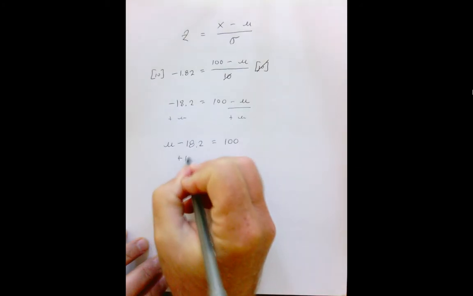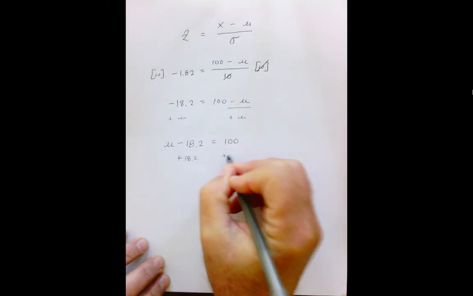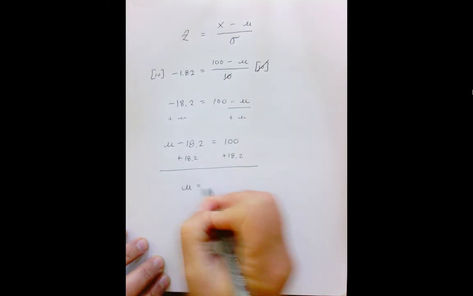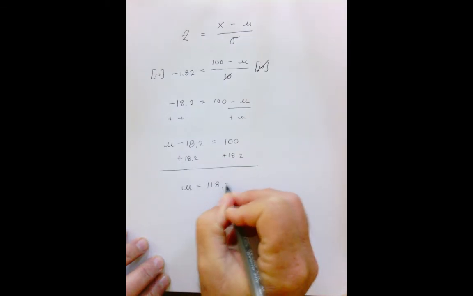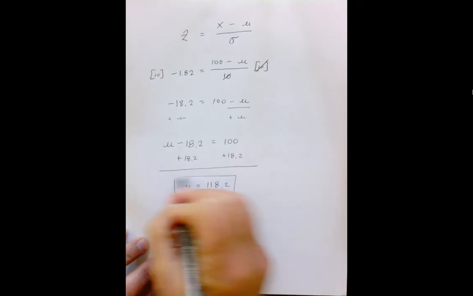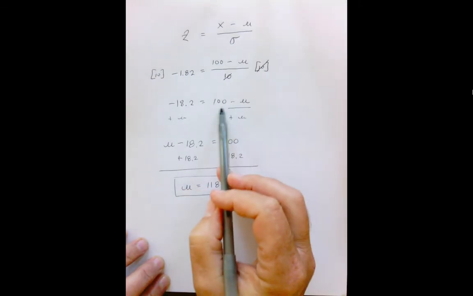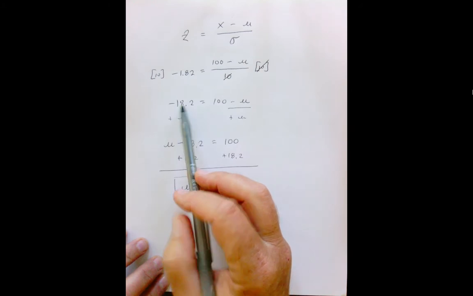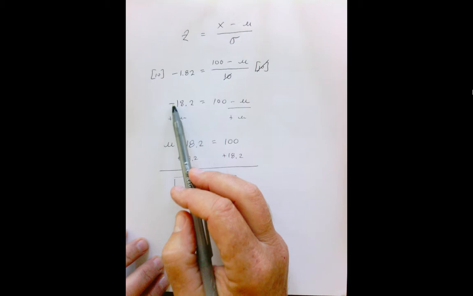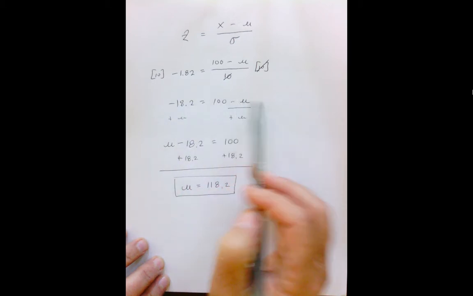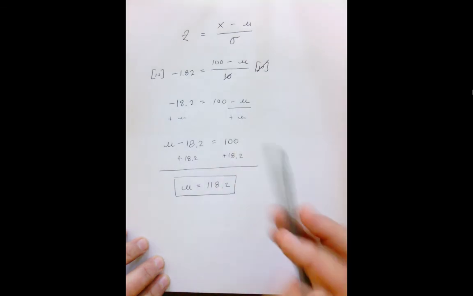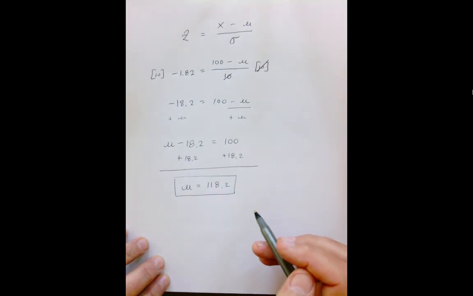Add 18.2 to both sides, and I get mu equals 118.2. You could also up here have subtracted 100 from both sides, in which case you would get negative 118.2 equals negative mu, but again, you're trying to solve for mu, so you'd have to multiply both sides by negative 1. Either way is fine, as long as you're consistent with that.